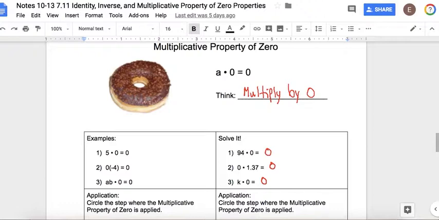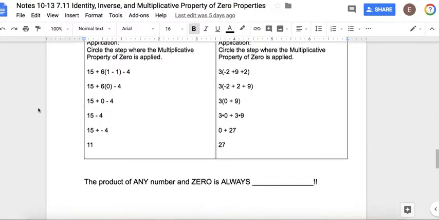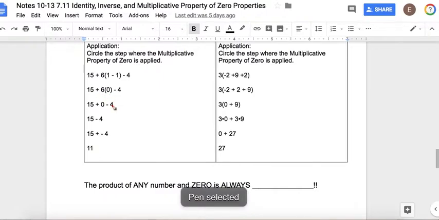Now let's look at the application. It says circle the step where the multiplicative property of 0 is applied. So we're looking for multiplying by 0 and the result equals 0. So if I look at this first example, I see it right here. 6 times 0 got replaced with a 0. If I look at example 2 on this side, same thing, I'm looking for multiplying by 0, and I see 3 times 0 equals 0. So the product of any number and 0 is always 0.